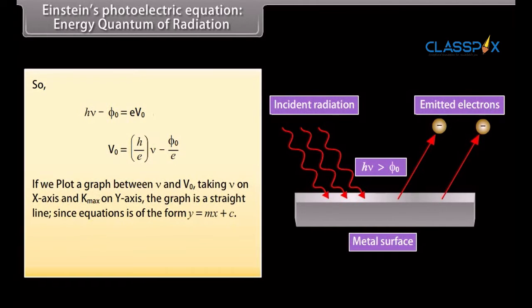If we plot a graph between ν and V0, taking ν on the x-axis and V0 on the y-axis, the graph is a straight line, since the equation is of the form y equals mx plus c. The slope of the line m is equal to h upon e, which is a universal constant.